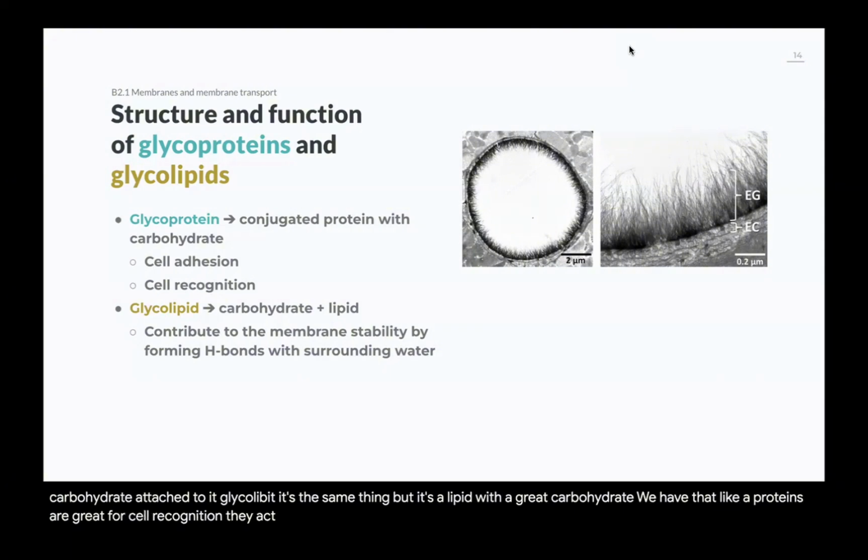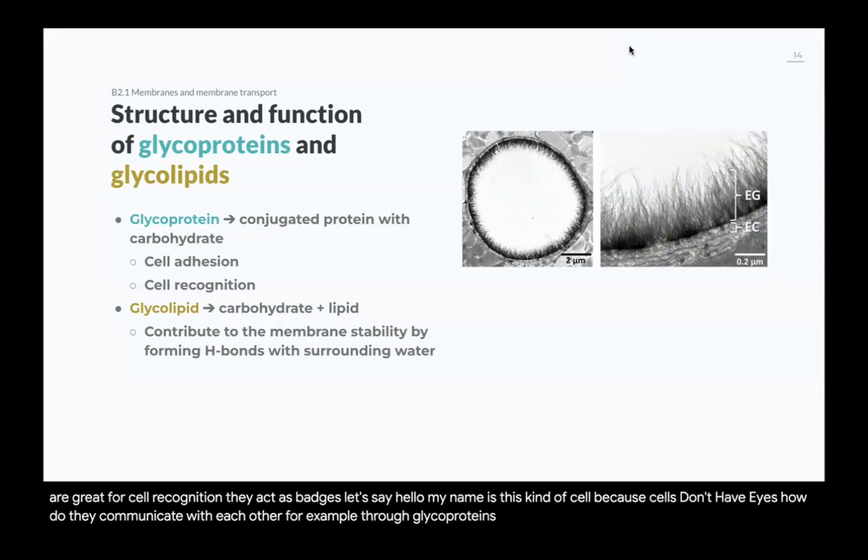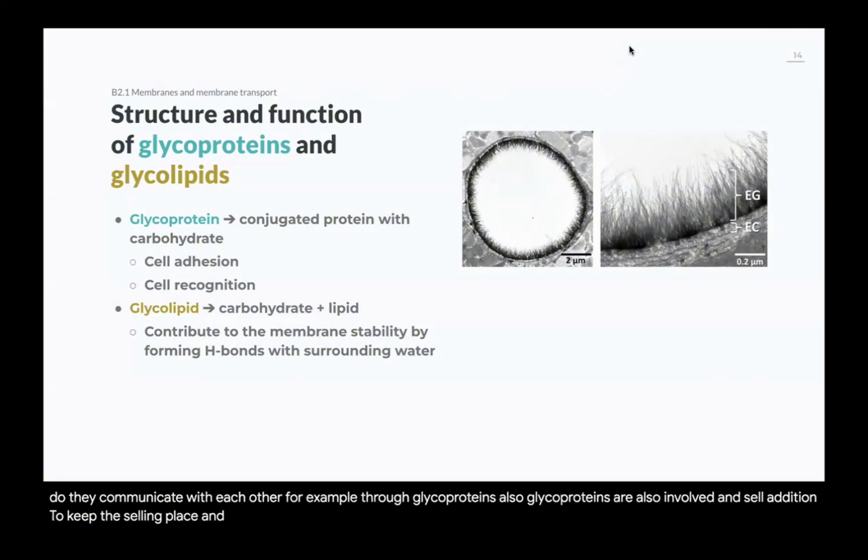They act as badges that say, hello, my name is this kind of cell, because cells don't have eyes. How do they communicate with each other? For example, through glycoproteins. Also, glycoproteins are involved in cell adhesion to keep the cell in place and maintain the stability of the tissue.